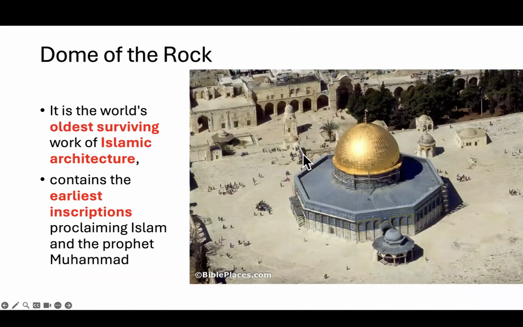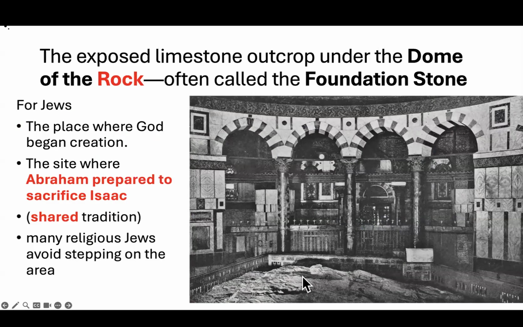So what's the history behind the Dome of the Rock? It's the world's oldest surviving Islamic architecture. Contains the earliest inscriptions proclaiming the Prophet Muhammad. And it's on top of Temple Mount. So Temple Mount, that is the second temple that the Jews built that was torn down by the Romans. You'll remember the first temple was destroyed by the Babylonians. And an Iranian monarch, Cyrus, helped them return to Israel and rebuild the second temple. So what's on the second temple? The rock, the Dome of the Rock.